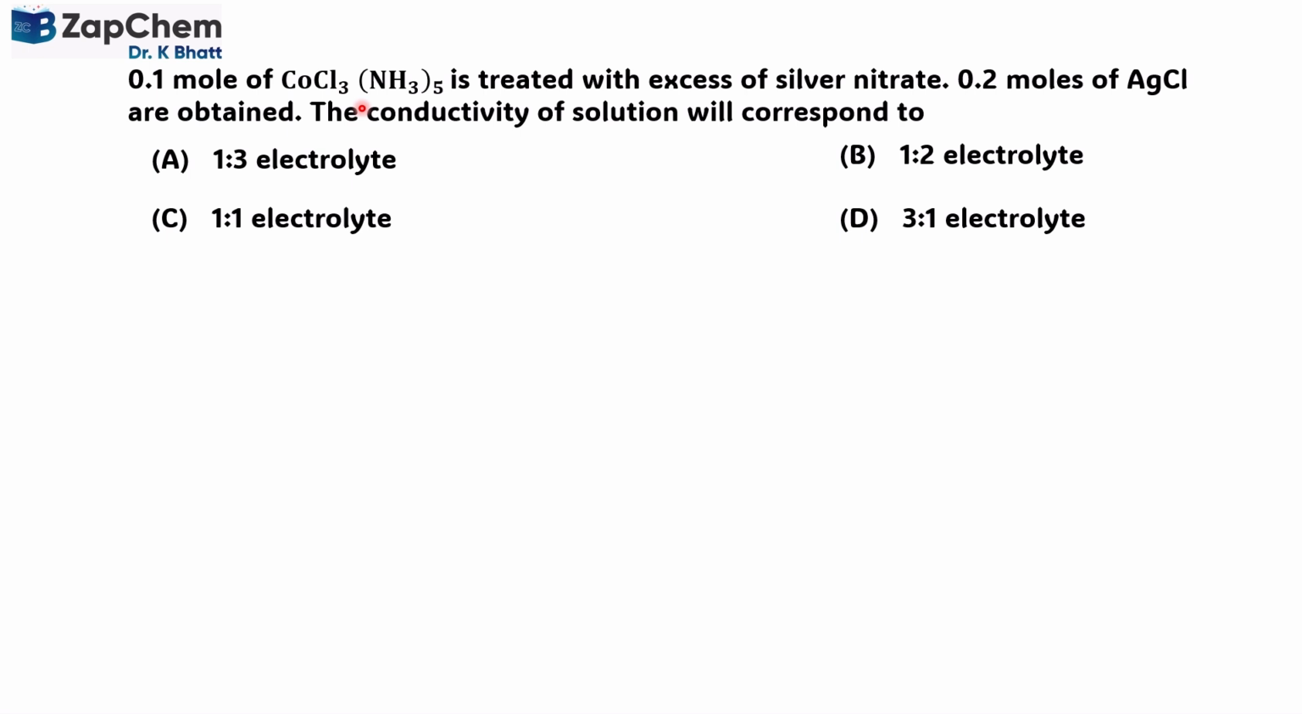1:1. That means 1 mole of silver ion reacts with 1 mole of chloride ion and forms 1 mole of AgCl. Now here we find that 0.2 moles of AgCl are formed. Definitely we can make out that there should be 2 chloride ions in the ionization sphere, or you can say the free chloride ions should be present there. 2 chloride ions in the ionization sphere, and therefore the correct answer in this case should be 1:2 electrolyte.